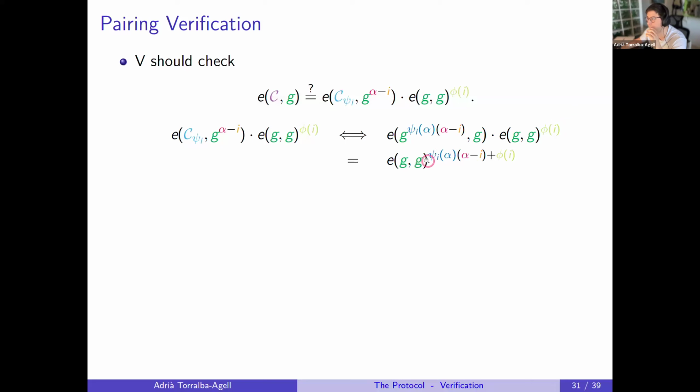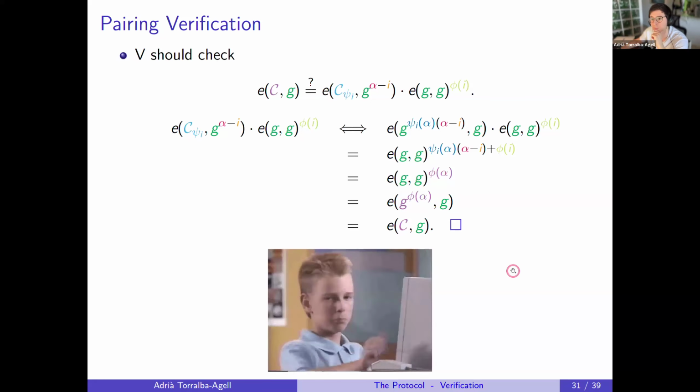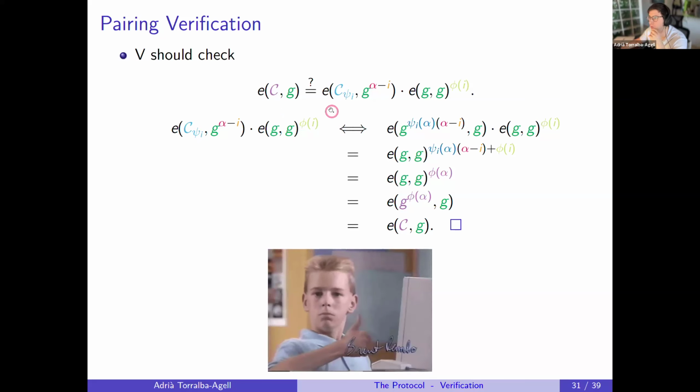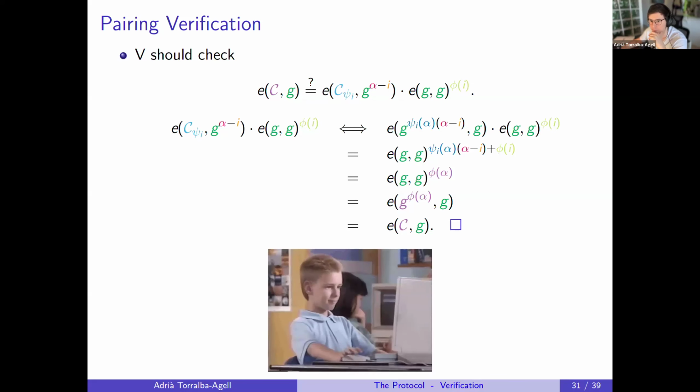And if you remember, this is exactly the expression of phi of alpha, because phi of x decomposes as psi of x times x minus i plus phi of i. And now we can put that back inside. This is g to the phi of alpha, and if you remember, g to the phi of alpha is simply this commitment C. So with the right-hand side and these derivations, we obtain the left-hand side. So we are happy and we check that this is okay.